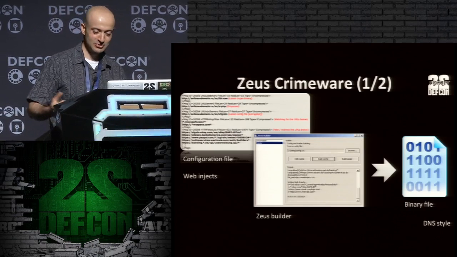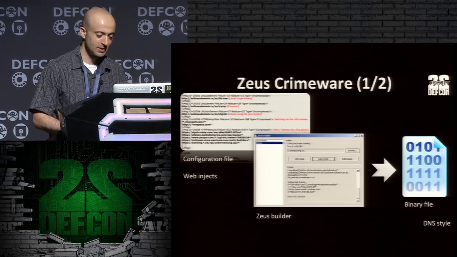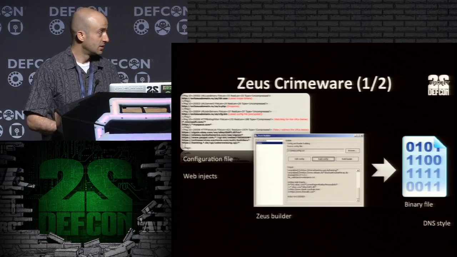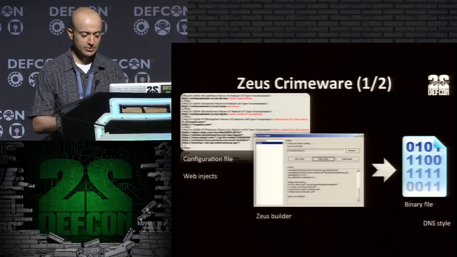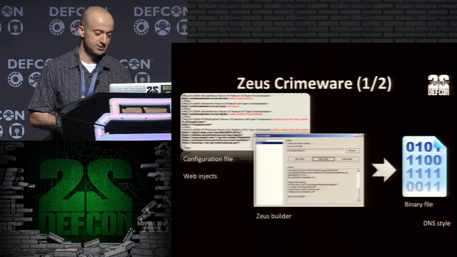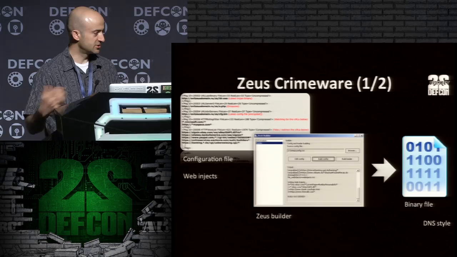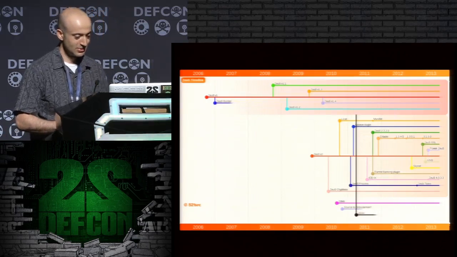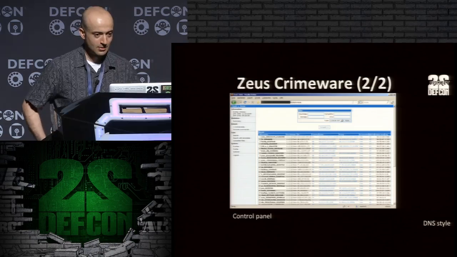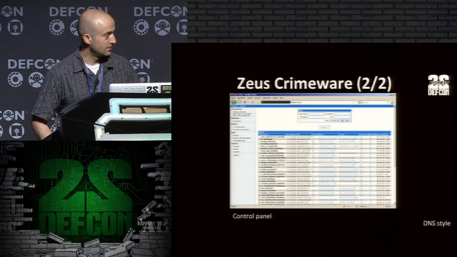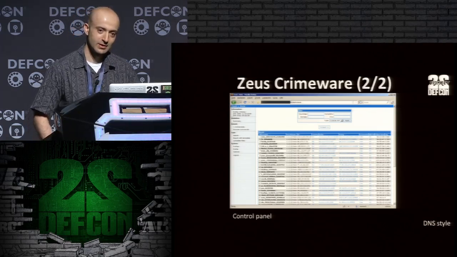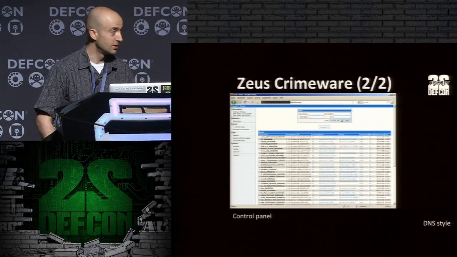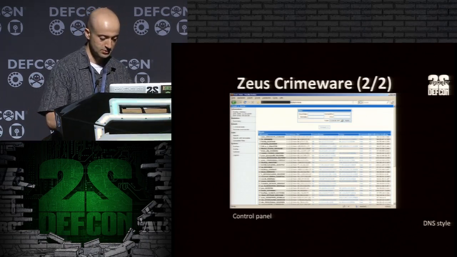Zeus is one of the most advanced crimeware toolkits around. You feed it with an input, which is usually a configuration file and web injects. The configuration file would have the config URLs, binary URLs, and drop zone URLs. Then you give that to the builder, and it will spit out the binary file. Now, on the other side, you have a control panel, and that one will let the adversary control his botnet, because he will see what kind of machines got infected, and he can monitor his gains, in other words.